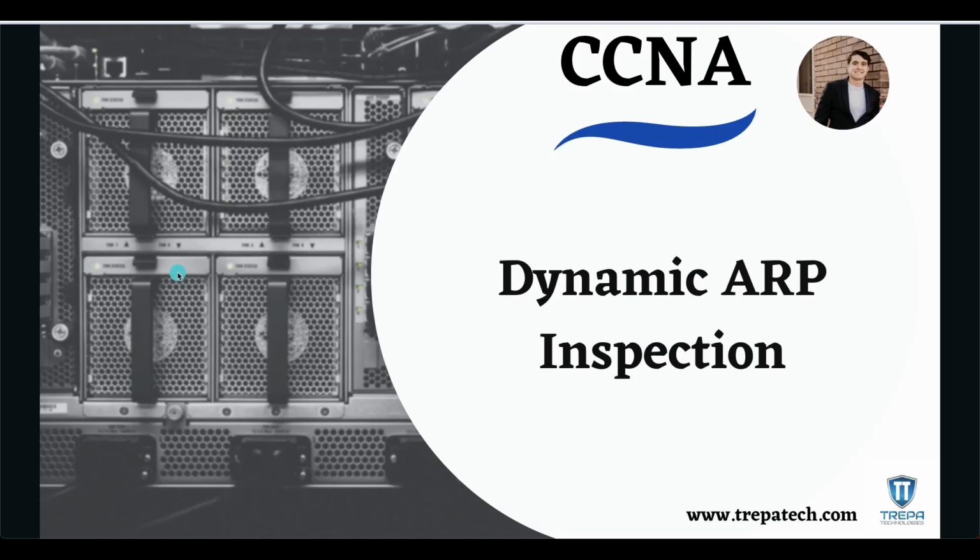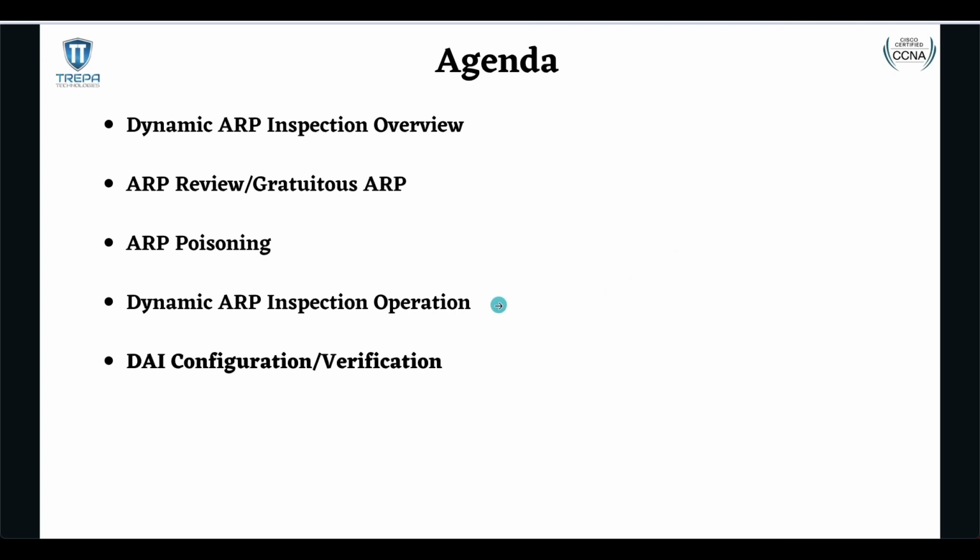So, the first thing we're going to go over is our agenda here. What is dynamic ARP inspection? We're going to go over a quick overview, and then we're going to go over ARP again and gratuitous ARP. So just touching again on what ARP is.